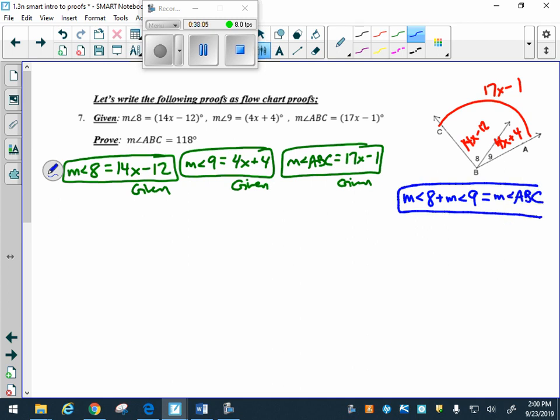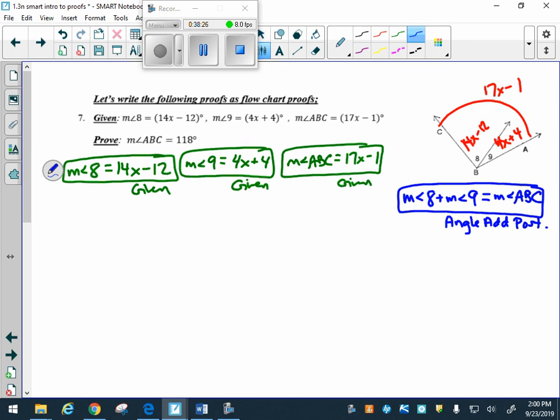You see that? Measure of angle 8 plus measure of angle 9 equals the measure of angle ABC. What is the reason? Angle addition postulate, right. So again, a general statement first.